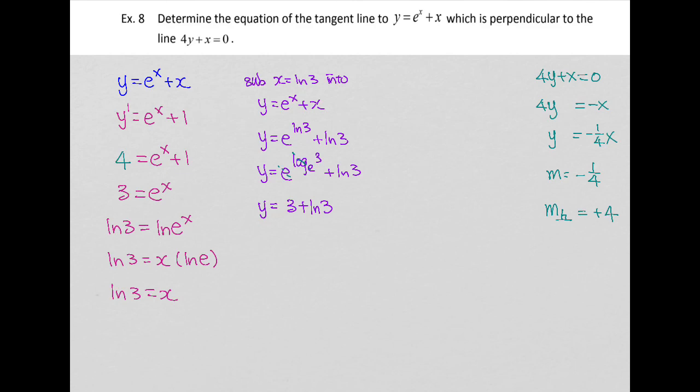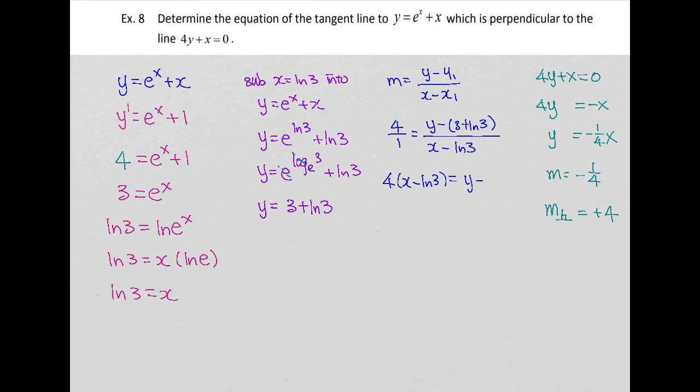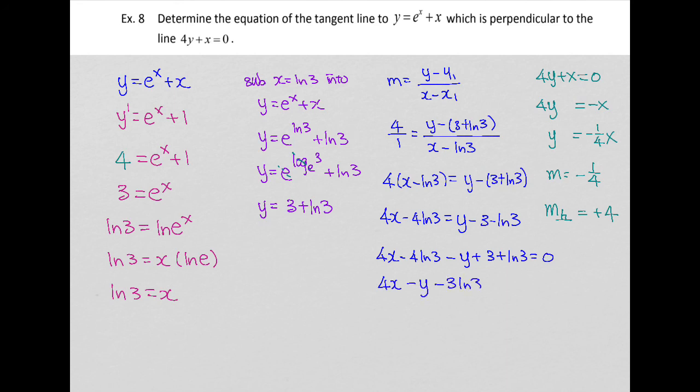Last step, we have to find the equation. So m equals y minus y1 over x minus x1, which is the slope formula. Slope is 4, so I'm going to write down 4 over 1 equals y minus 3 plus ln 3, over x minus ln 3, cross multiply, expand, and let's move everything to one side of the equation. Simplify it and rearrange then. So 4x minus y minus 3 ln 3 plus 3 equals 0. And this is our equation of tangent.